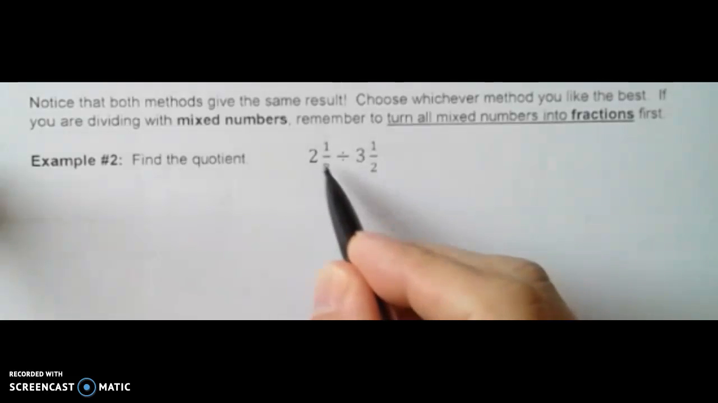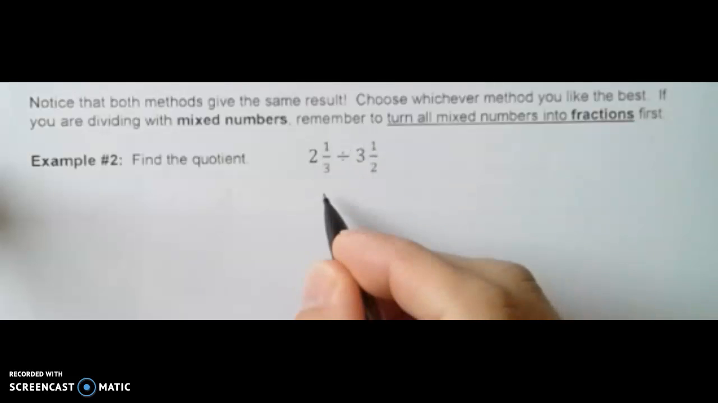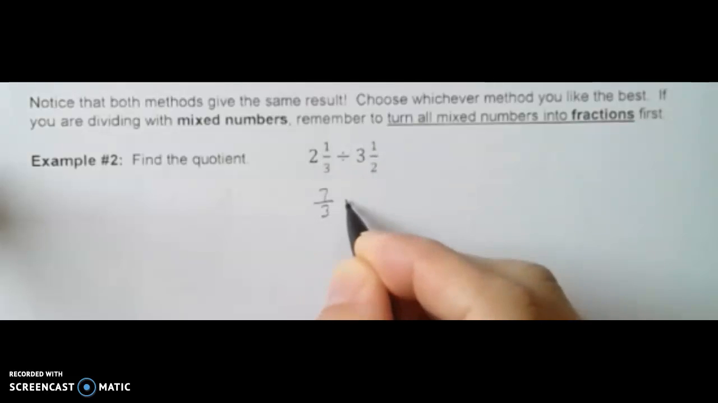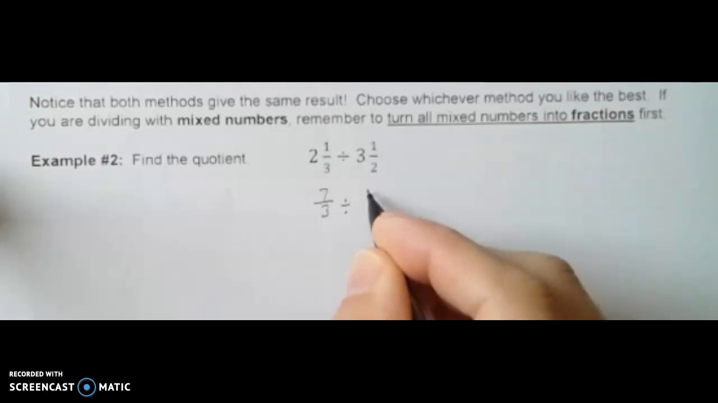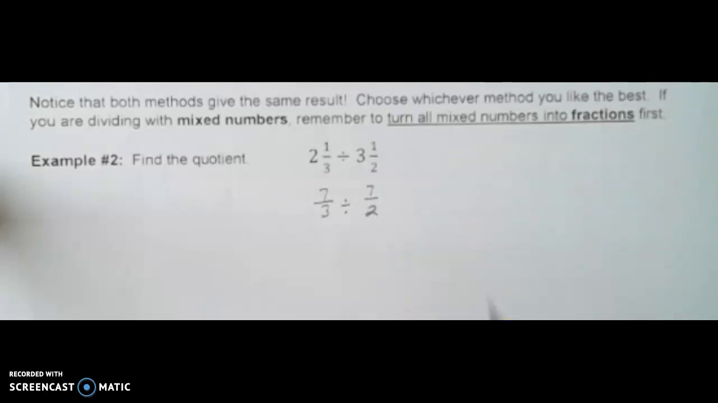2 1/3, 3 times 2 is 6, 6 plus 1 is 7, so that's 7/3, divided by 2 times 3 is 6, 6 plus 1 is 7, so this is 7/2. So we have 7/3 divided by 7/2. And now again, you have two different methods. You can either use common denominators or multiply by the reciprocal. I'm going to multiply by the reciprocal, so I'm going to keep 7/3. And I'm going to multiply by the reciprocal of 7/2, which is 2/7.